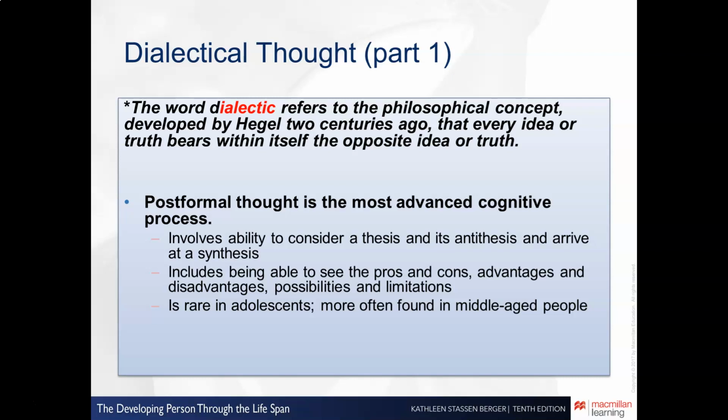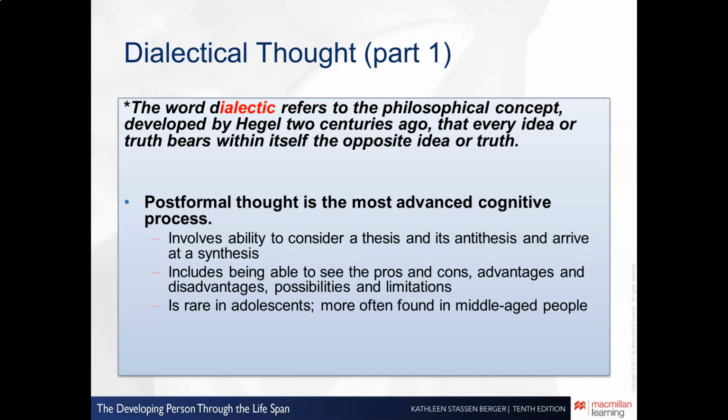Okay, so post-formal thought, as I mentioned earlier, is considered the most advanced cognitive process. It's characterized by the ability to consider a thesis and its antithesis and arrive at a synthesis. We will take a look at those in the next slide, what those three terms refer to, and get some further insight into those.